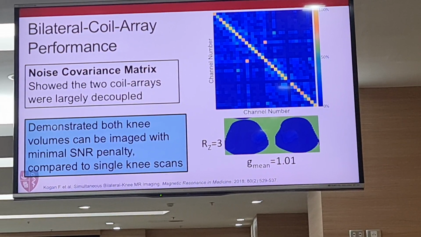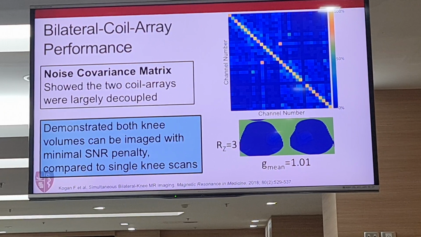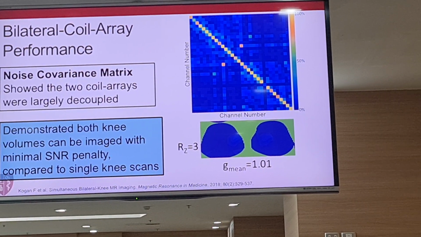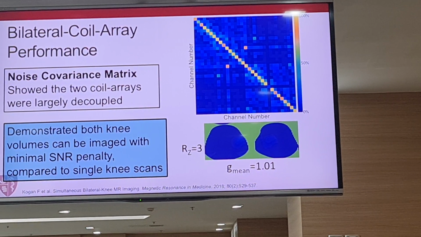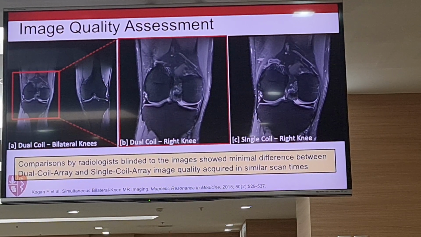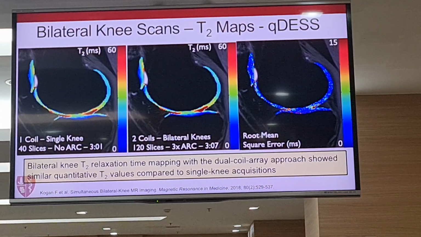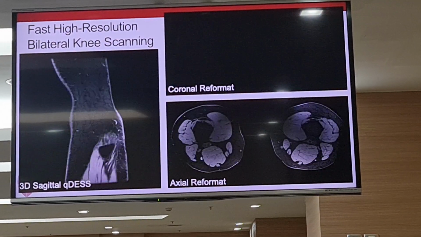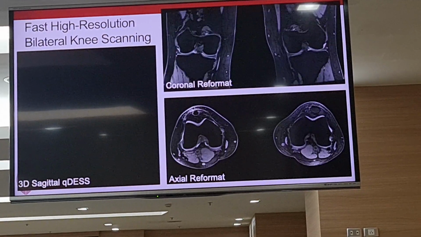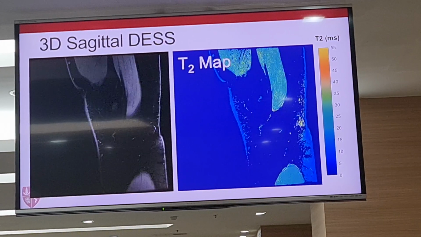So the coils today are amazing. Thank you to all the vendors for creating awesome, flexible coil arrays. And one of the big benefits to them is they're largely decoupled from one another. And so this allows us to accelerate across both knees with very limited penalty in SNR. And so we've shown that you can do bilateral imaging without a loss of diagnostic quality or quantitative accuracy. And this is allowing us to do bilateral scans in about 3 minutes that can be reformatted into any plane. And similarly gives us quantitative information that we want to evaluate.